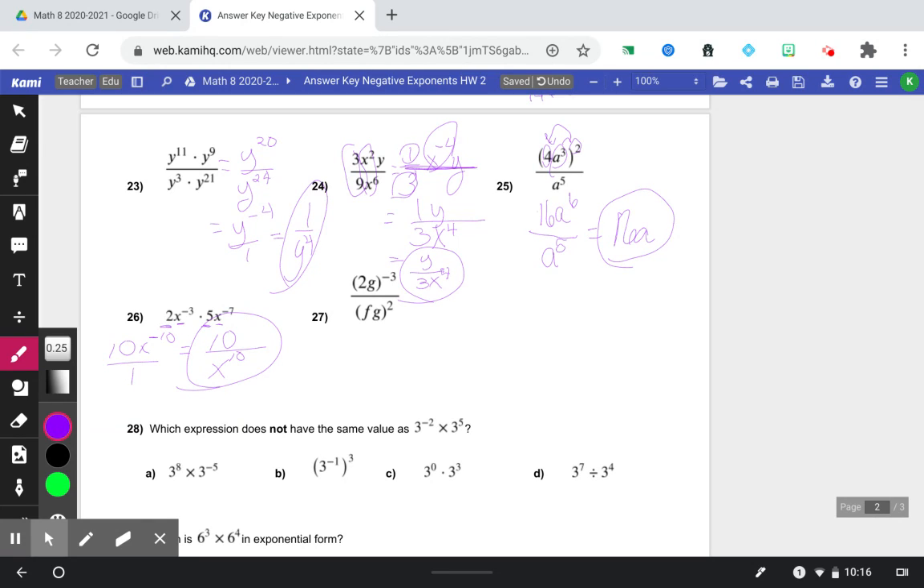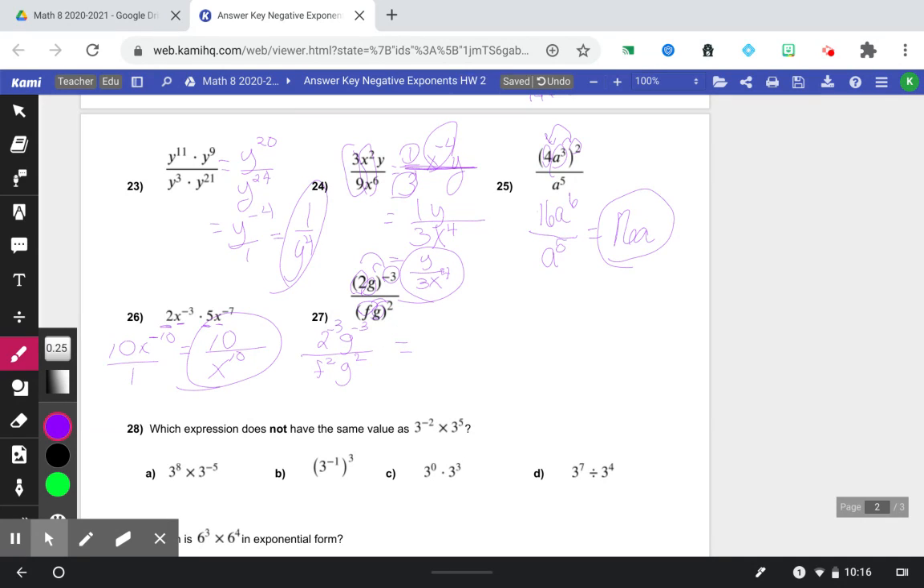Okay, 27. So I'm going to raise everything to the -3rd power first. There's a couple different ways that you could do this one, but I'm going to do it in this order. So 2 to the -3rd power, I'm just going to write 2 to the -3rd. G to the -3rd, I'm going to write G to the -3rd. Now I'm going to take the denominator and raise everything to the 2nd power. So I get f to the 2nd, G to the 2nd. Now I'm going to do my division.